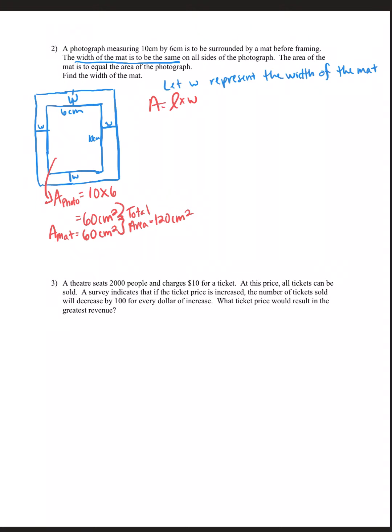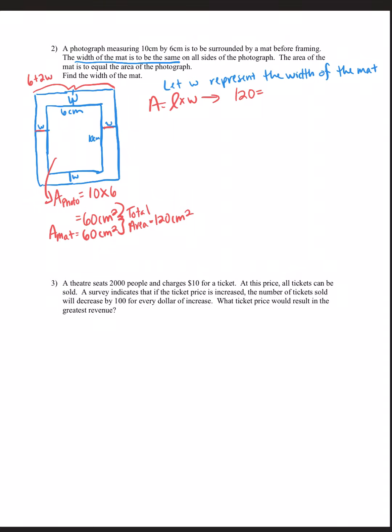Okay, we know that the area itself is going to be 120 centimeters squared. That's going to be equal to my length times my width. Well, if I look over here and I try to determine, okay, what's my width of the entire thing? I know I have a 6, but then I have a W and a W that also makes up that width of the photo. So I would say this is 6 plus 2W.